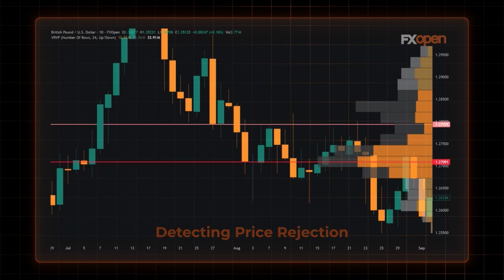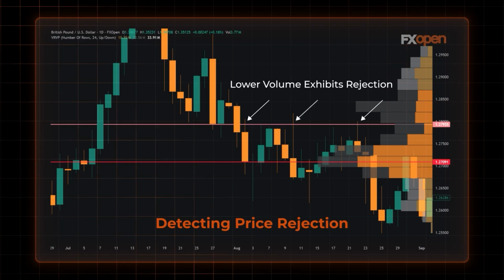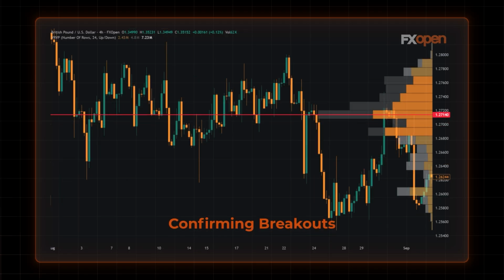The second way is to detect price rejection. Low volume zones tell a different story. They highlight price rejection. These are price levels where market participants have been cautious or unwilling to engage in trading. These zones can act as early signals of potential trend reversals, urging traders to exercise caution and seek further confirmation before making trading decisions.